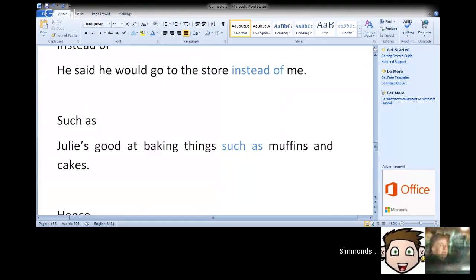For example. Exactly. What's something else we can use instead of for example? For instance. There you go. For instance, I had it written already. Good. Okay. We can use just as. Julie's good at baking things as muffins and cakes. I prefer such as. Okay. Good. And also I wanted to put in, to be good at something is what we say, or to be bad at something. So that's some other good grammar to use.